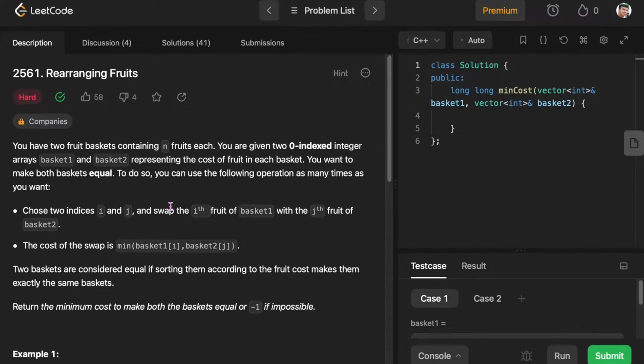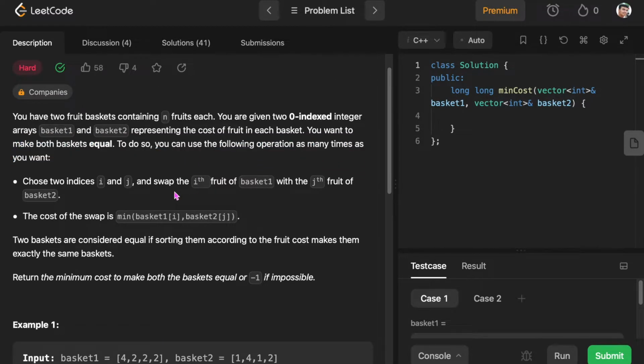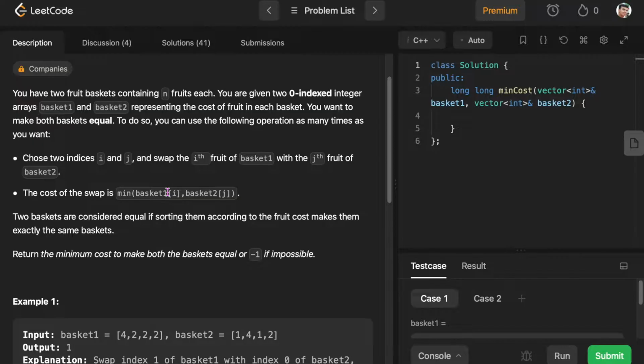What the question says is you are given two fruit baskets containing n fruits each. These are zero-indexed integer arrays basket1 and basket2. You want to make both baskets equal, and to do so you use the following operation any number of times. So what is the operation? You choose two indices i and j, i is of basket1 and j is of basket2, and you swap both the fruits in those baskets with index i and j, and the cost of this operation is minimum of basket1[i], basket2[j].